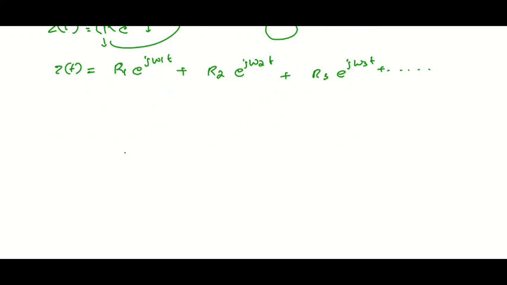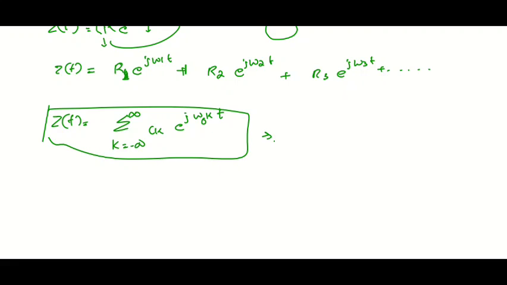In generalized form, I can write it like this: z of t is equal to sigma k equals minus infinity to infinity of ck into e raised to j k omega 0 t, because it will be changing with the change in our suffix, right? So this is actually our expansion for what?